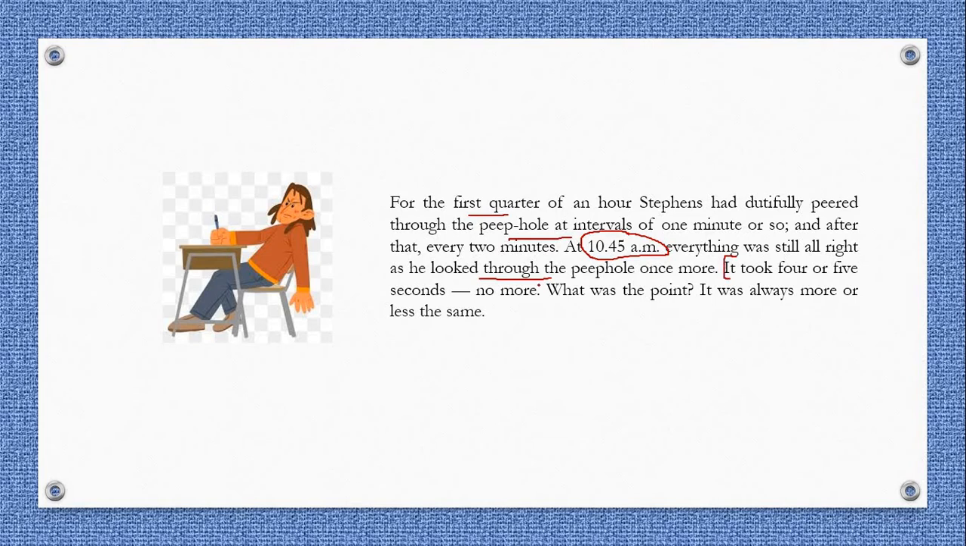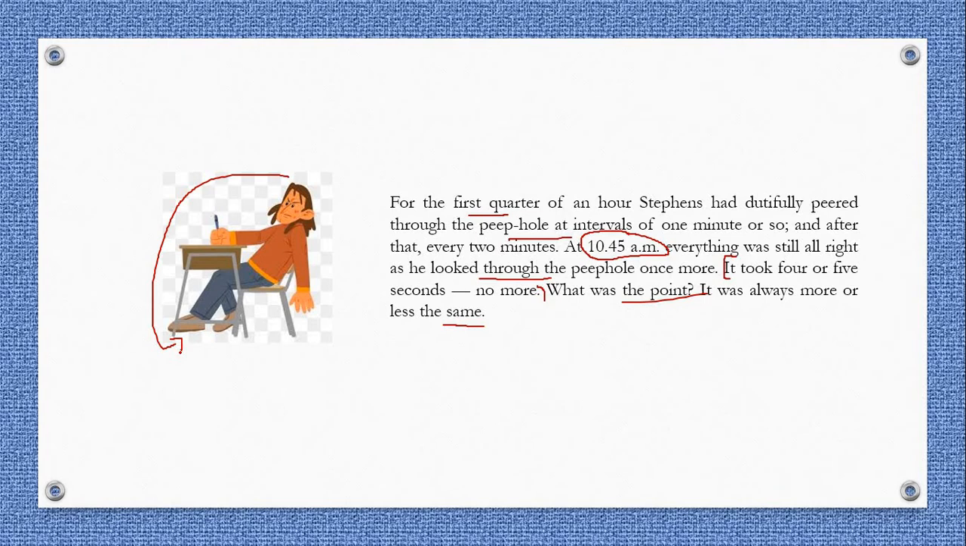What was the point? It was always more or less the same. So when Stevens was peeping inside the cell, and when Jackson was invigilating and inspecting, he thought that everything should have been all right. But then when McLeary was present in the cell, they doubted if he could have carried anything that would really be harmful for them.